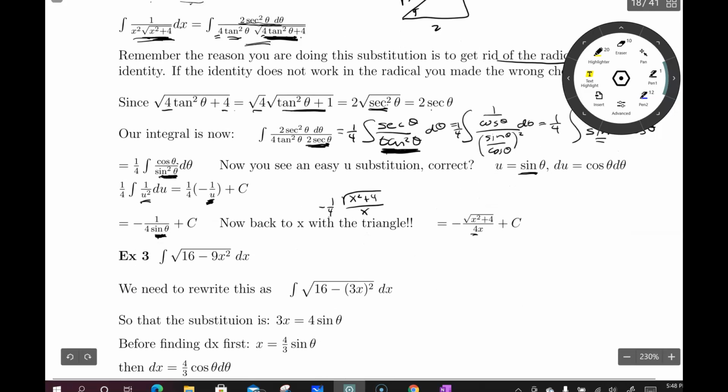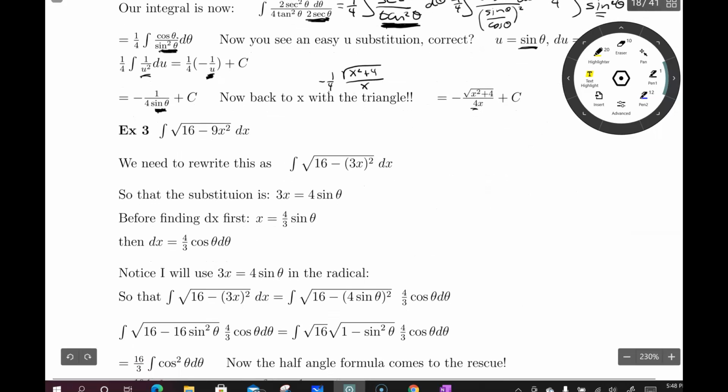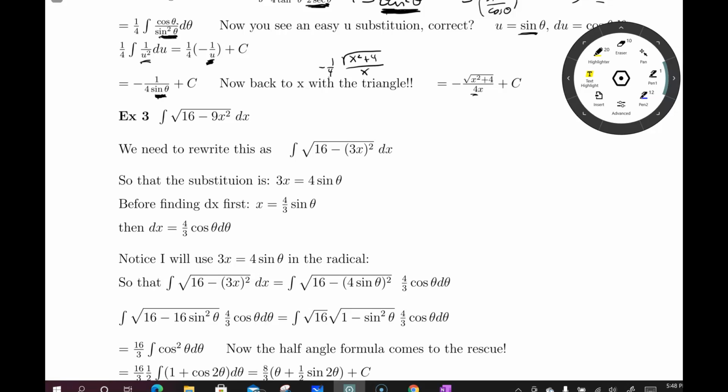Okay, moving on to a little more challenging one. So what if it's 16 minus 9x squared? I need to have an x being squared. So the x being squared is 3x. So it's 3x that's being squared, and the a comes from this, 4 squared. That's where the number in front of the trig comes from. So I want to solve for x first, so I get 4/3 sine theta. Now I'm going to find the derivative, so I get 4/3 cosine of theta d theta.